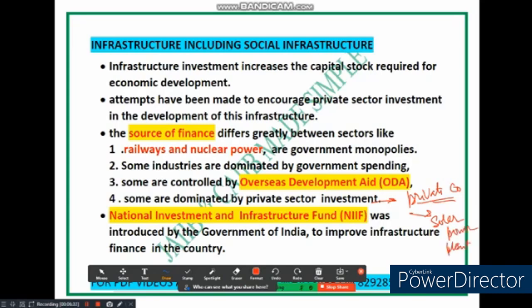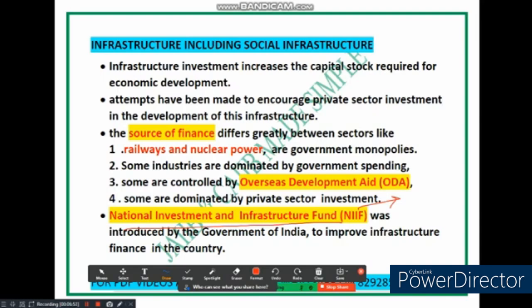Now let's discuss NIIF. What is NIIF? NIIF stands for National Investment and Infrastructure Fund. Basically the Indian government has established the NIIF to enhance infrastructure financing in the country. You know what NIIF is? NIIF is a specialized investment fund that aims to attract both domestic and foreign investment for infrastructure projects.